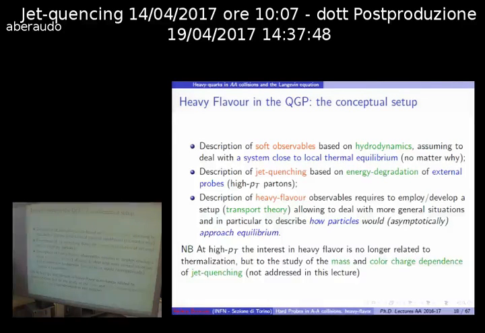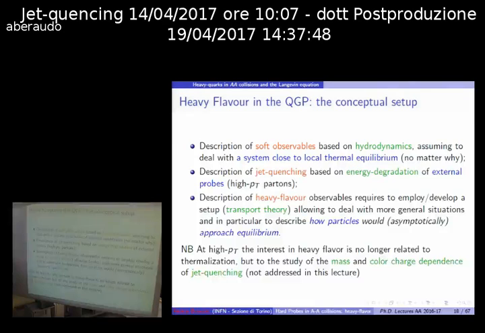Now, clearly, all these considerations also depend on the kinematic region which I'm looking at, because at high pT, so for very energetic heavy flavor particles, heavy flavor studies are no longer really related to the issue of thermalization, but can rather be used as a tool to study the mass and color charge dependence of jet quenching. Okay, because for instance, if I measure a very high energetic B meson in the final state, I'm sure that this B meson comes from a parent B quark, and so of the B quark I know the charge, I know the mass, and so I know exactly which was the particle propagating in the medium.